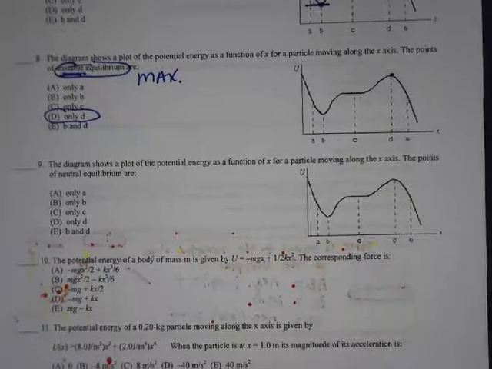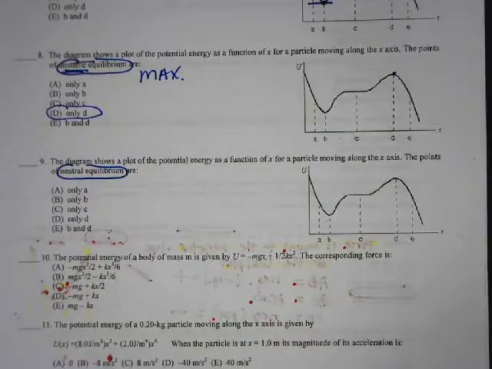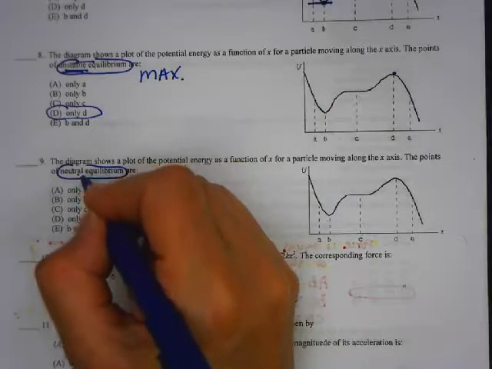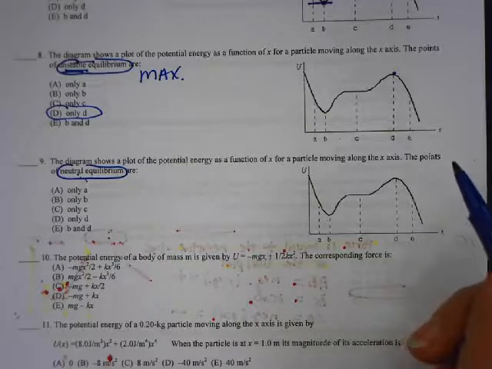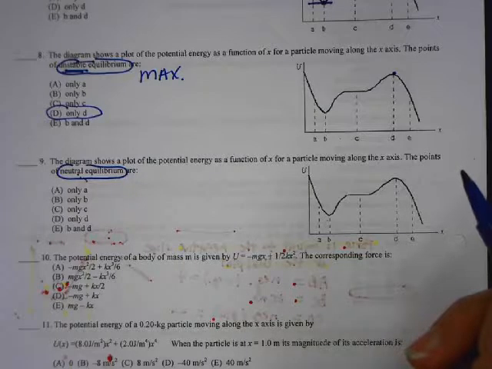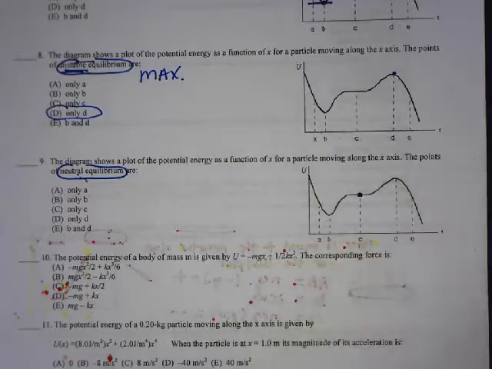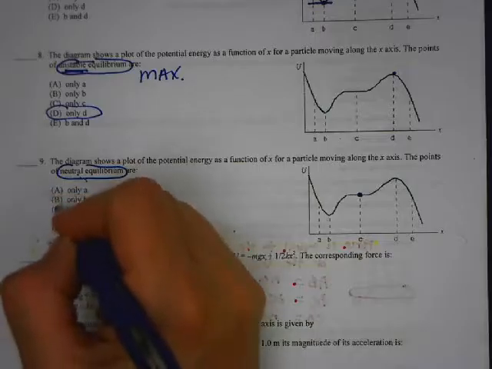Number 9 says, where is it neutral equilibrium? So neutral, these are all the key words. Neutral equilibrium is where the mechanical energy is equal to the potential energy, which means it's stationary and there's no kinetic energy. So this is going to be at C.